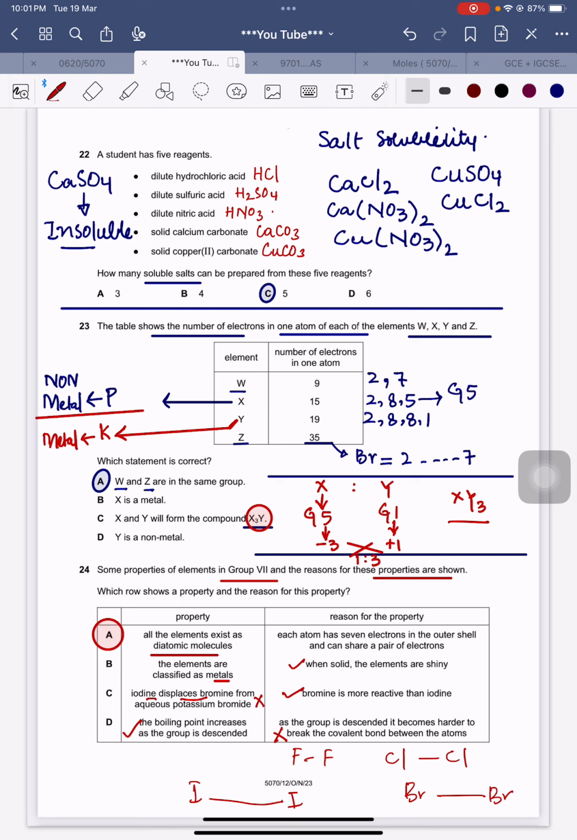So we can see that the higher the atomic number, the longer the bond length, and the shorter the bond energy. Lesser will be the heat energy required to break that bond. So in this way we can say that the property is right, but the reason is wrong. The covalent bond is not getting difficult to break, rather it is becoming easier to break.